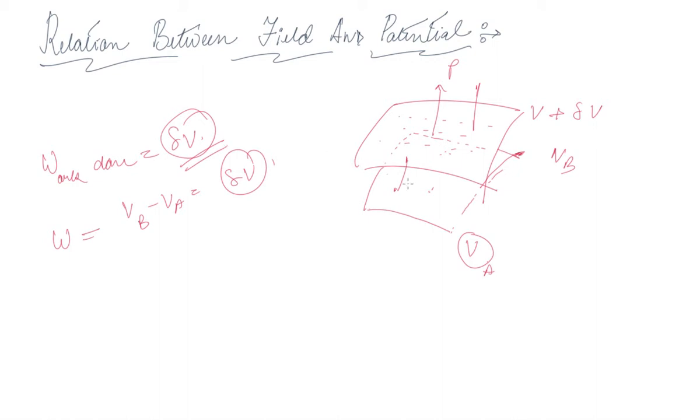Now let's say we have moved a distance of del L. In order to bring this from here to here, we have moved a distance of del L. If I look at this, E, the magnitude of E, into del L will be given by V minus V plus del V. So E dot dl is equal to V minus V plus del V. Therefore, E is given by del V upon del L.